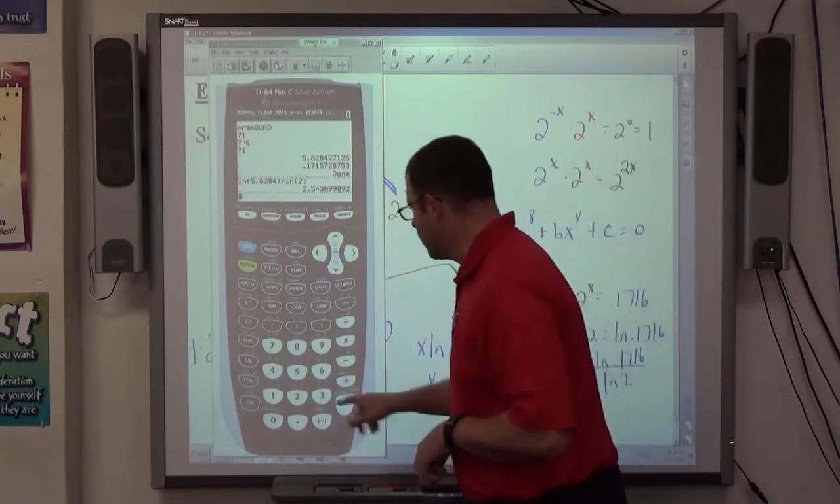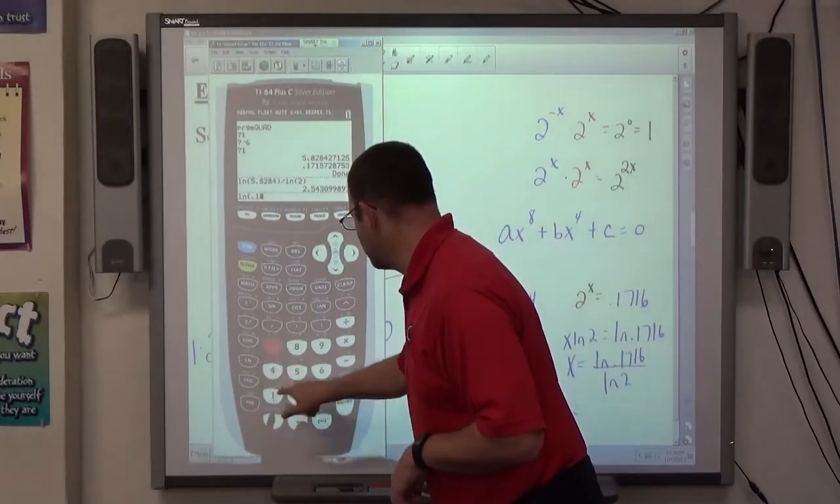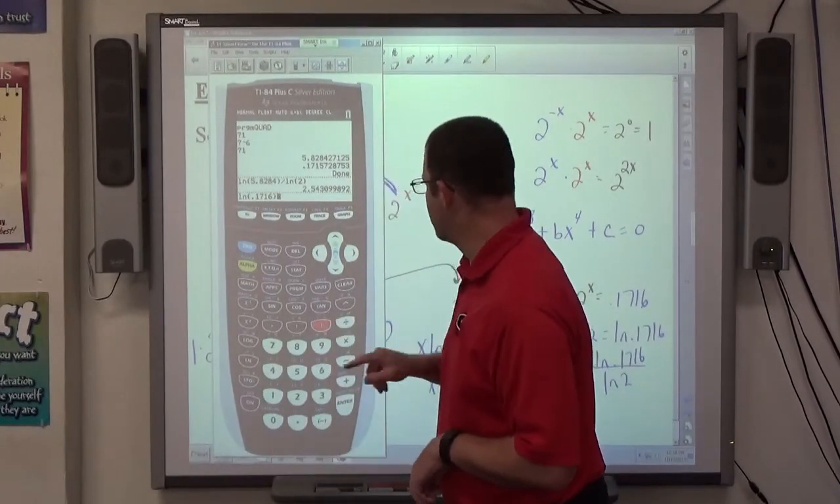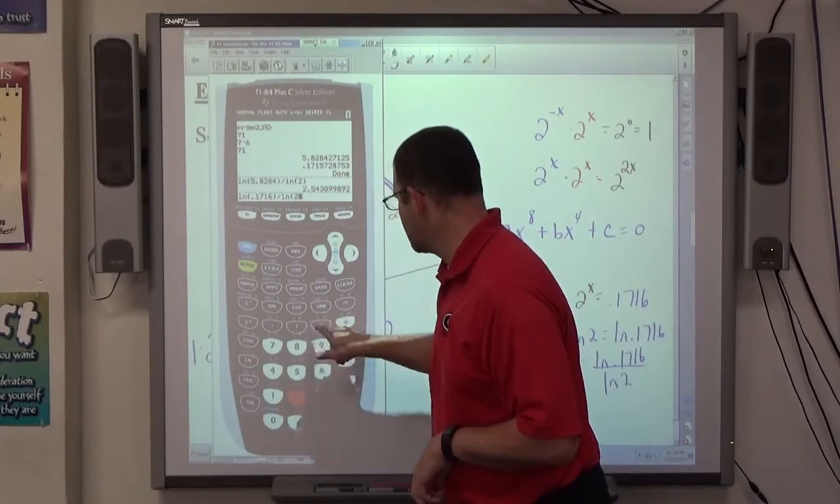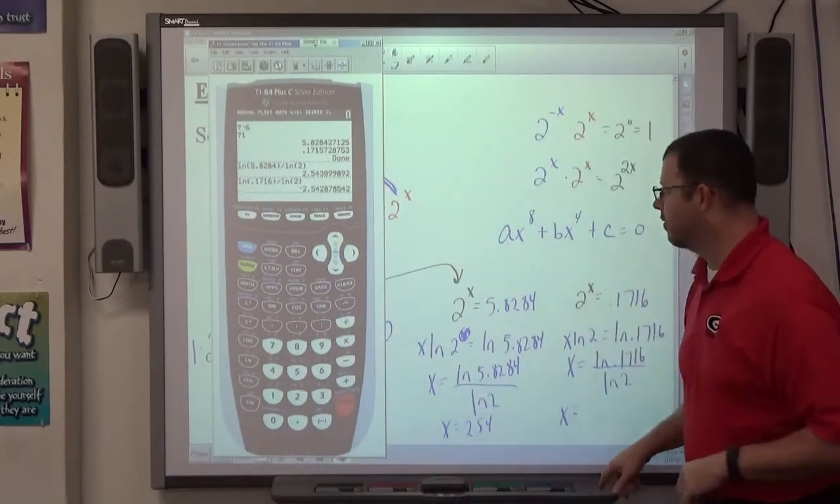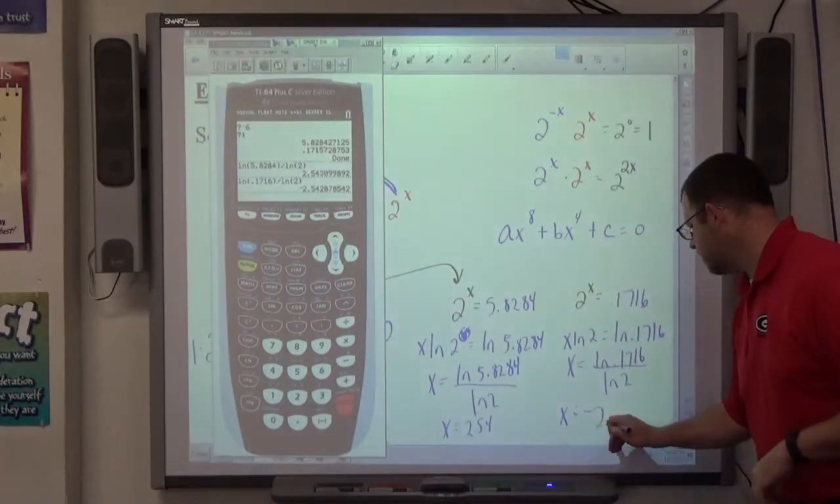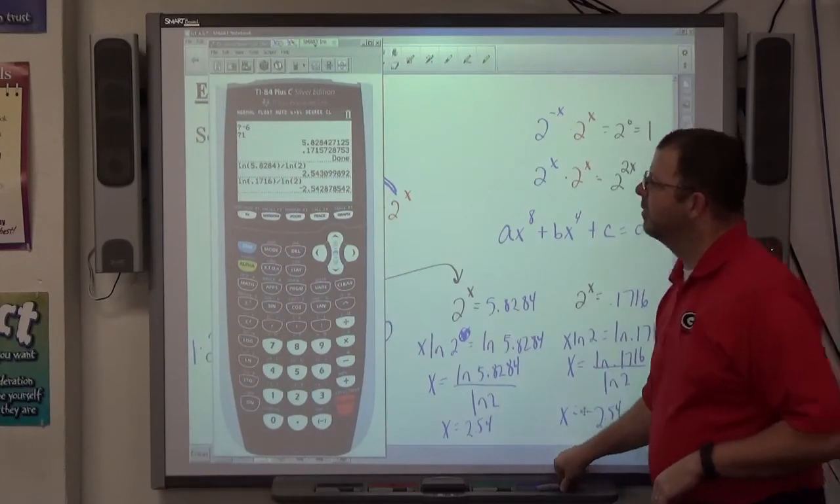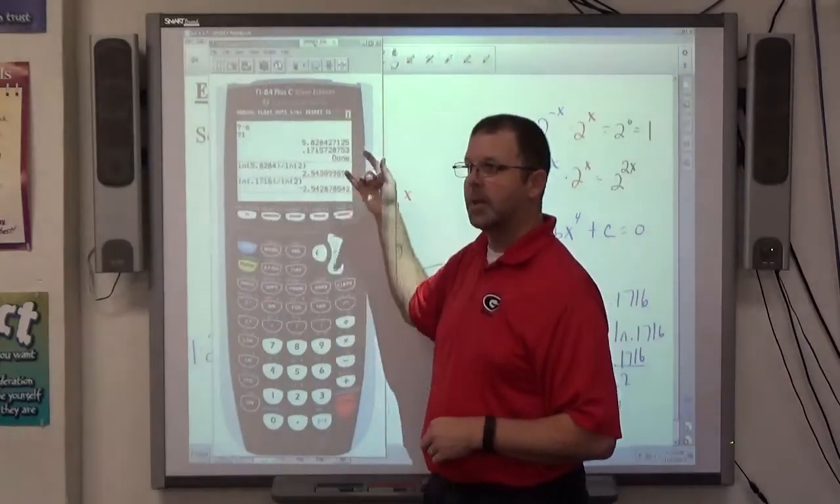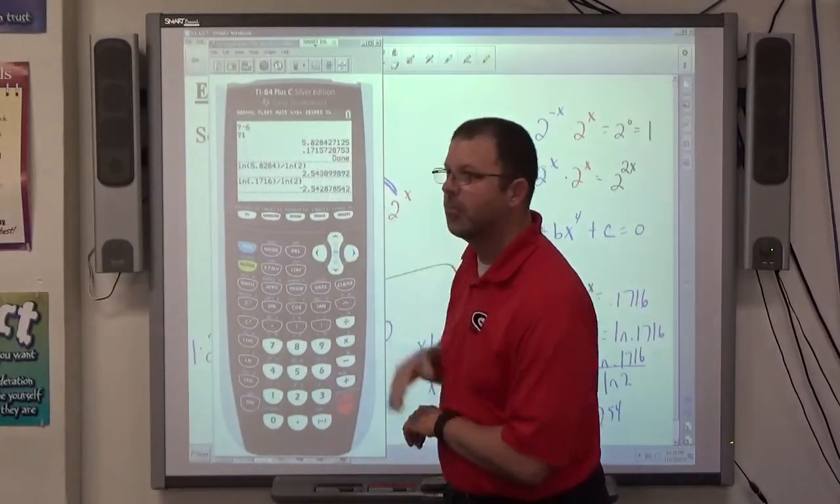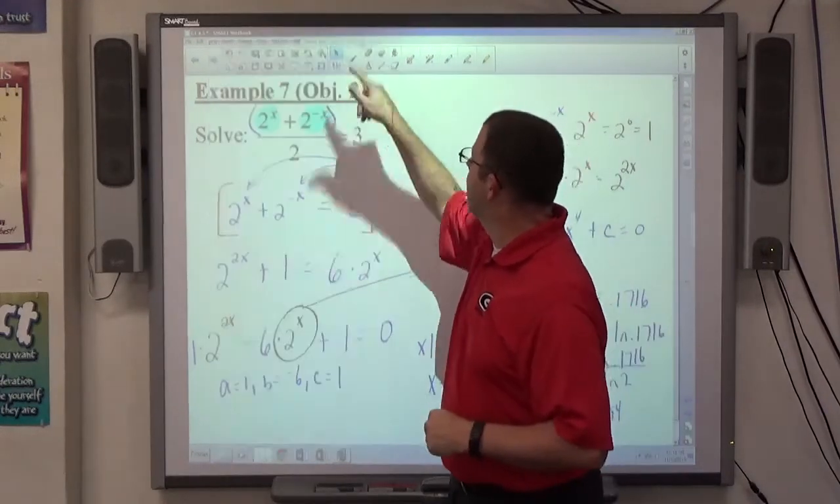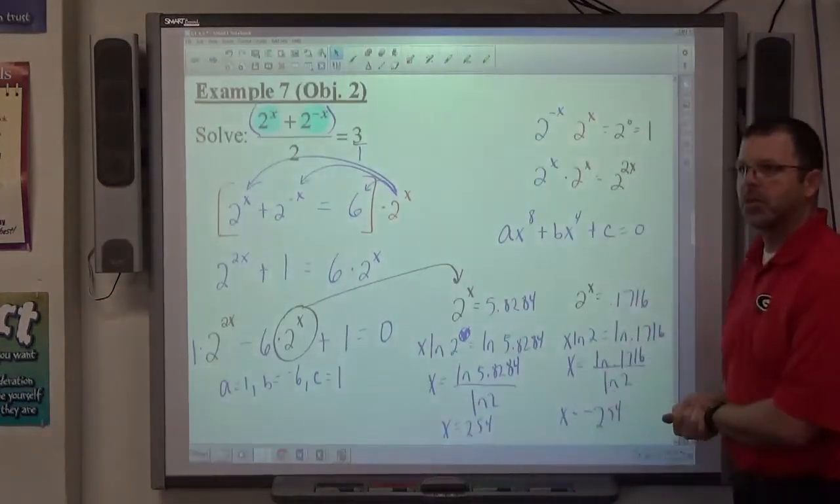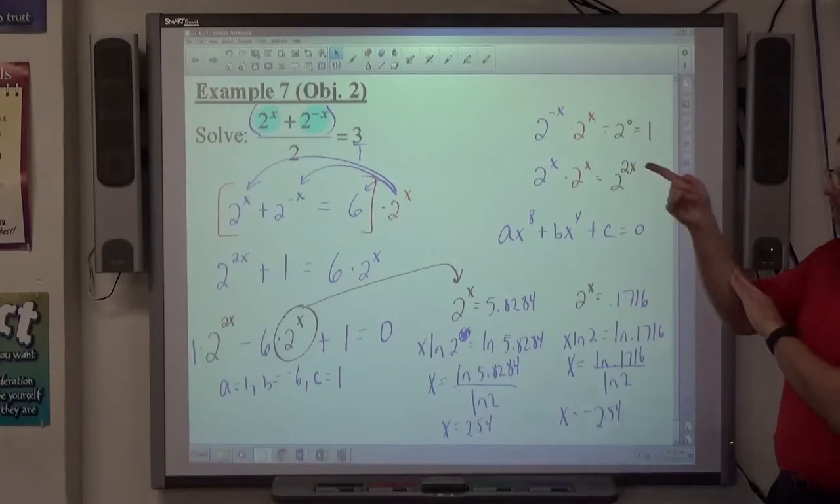Again, hopefully it's what it should be. Ln of 0.1716 in parentheses divided by ln2 in parentheses equals negative 2.54. Notice they aren't exactly the same. I did round, so they're not going to be exactly the same, but to 2 decimal places they should be. So that's what x equals, both those numbers. If x equals either one of those numbers, that is a true statement.